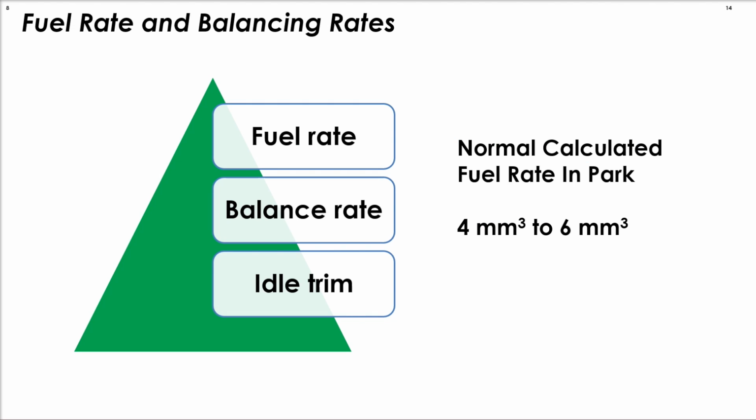Before looking at the balance rates, be sure to look at the fuel rate. The fuel rate is the amount of base fuel being supplied to each cylinder to maintain a specific idle RPM. Normal values in park would be from 4 cubic millimeters to 6 cubic millimeters. If this number is too large, then a problem is already identified. One or more injectors are likely returning too much fuel.